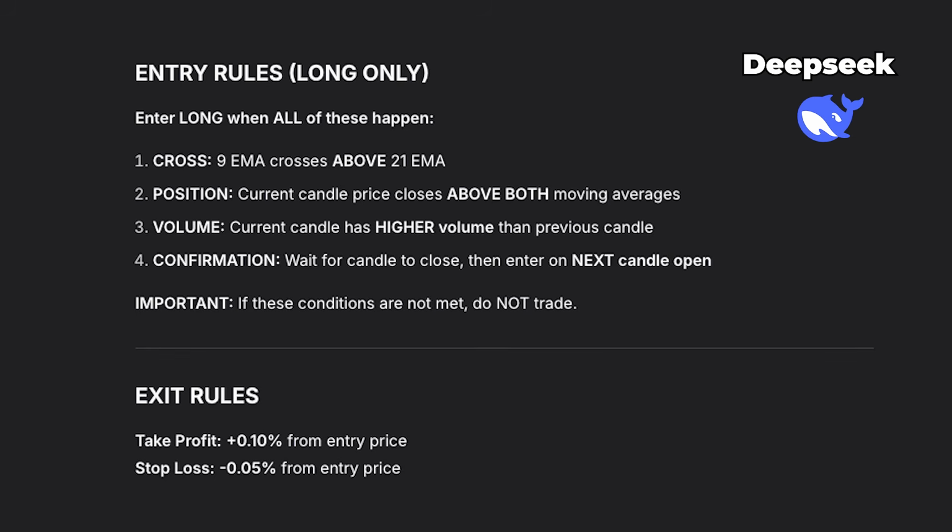DeepSeek's strategy was to enter when the following conditions are true. The 9 EMA crosses above the 21 EMA, the current candle price closes above both moving averages, and the current candle has higher volume than the previous candle. Once all these conditions are true upon candle closure, we enter a long. The exit rules are simply 0.1% take profit and 0.05% stop loss. So let's test it out.